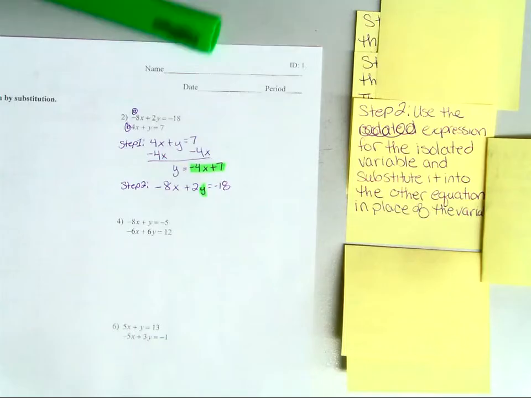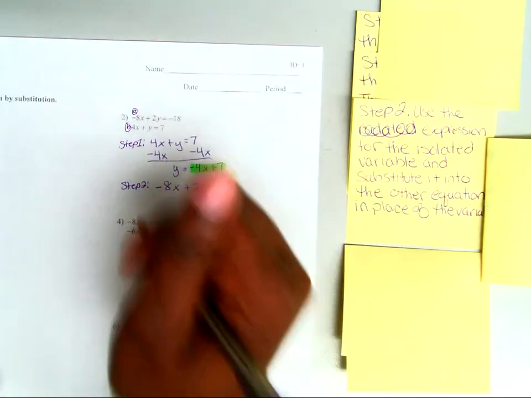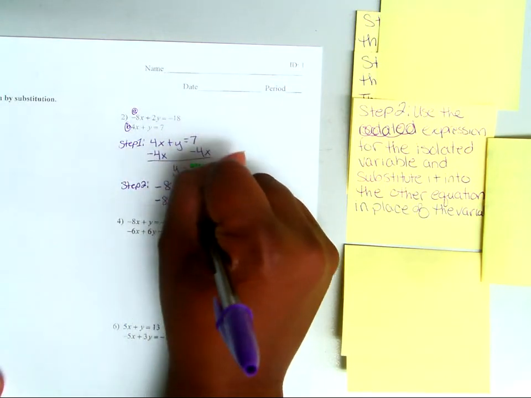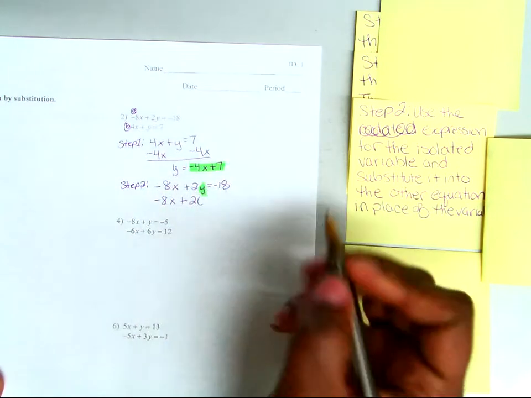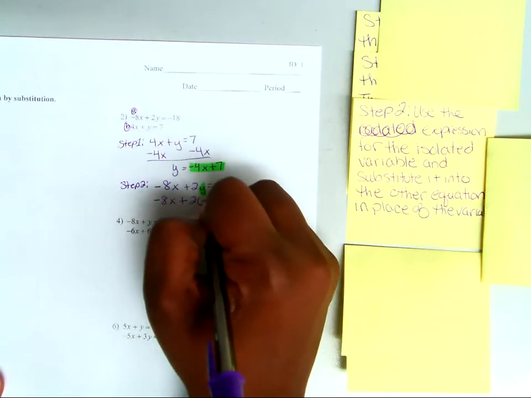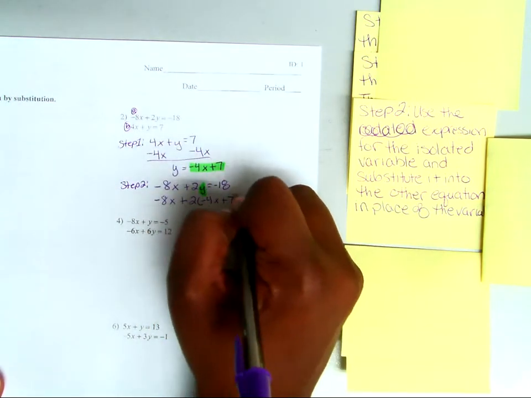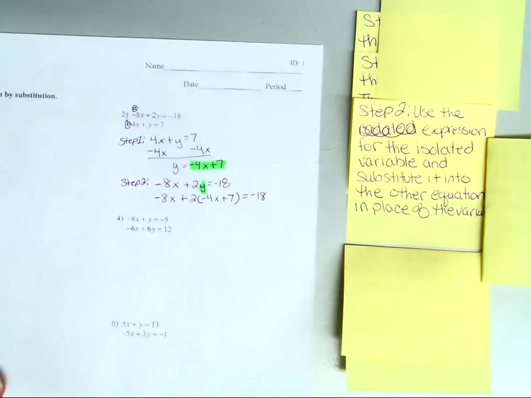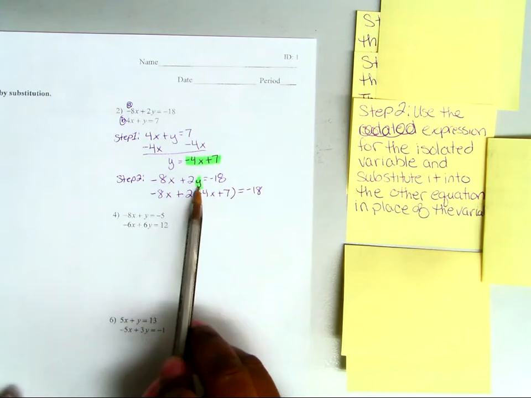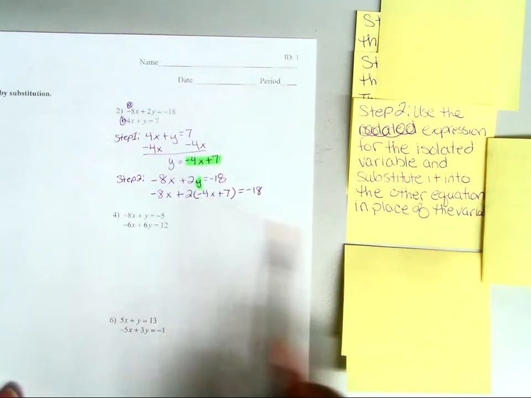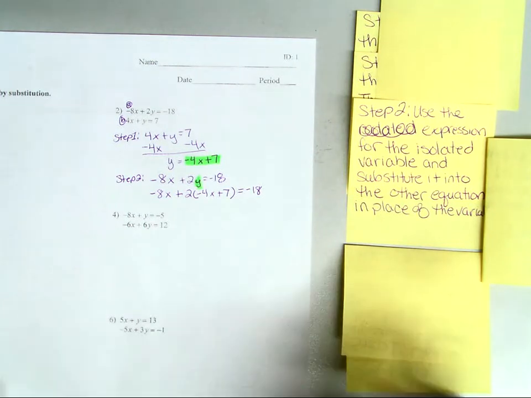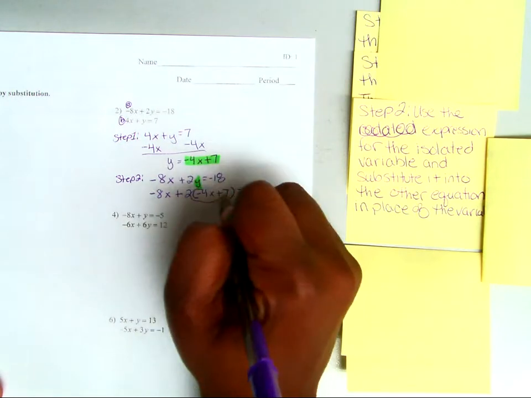All right, so let's rewrite this. Negative 8x plus 2 times the quantity of, I've got to put this in parentheses because I'm going to have to distribute. Negative 4x plus 7, close parentheses, equals negative 18. All I did was, instead of y, I put all this stuff in there. Now, this is where knowing how to solve equations comes in. I have to distribute.